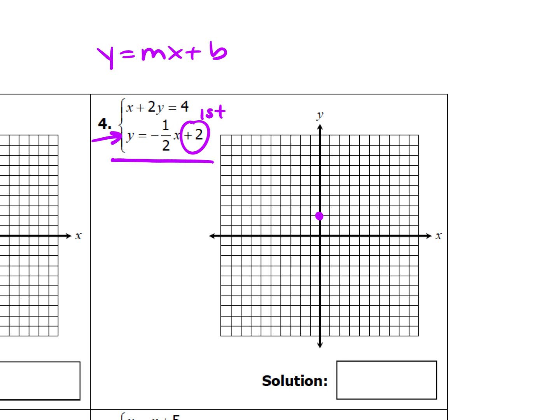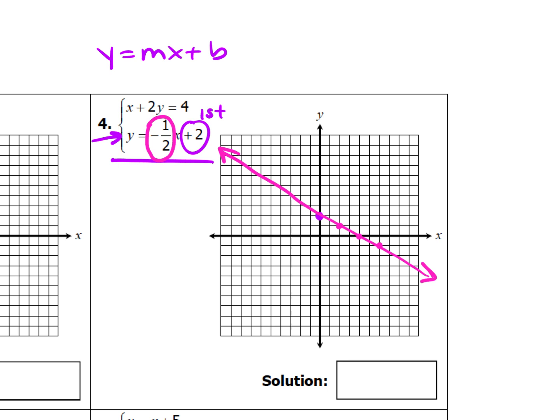And then from there, now you can do your slope, which is a -1/2. Where do you move for a -1/2? Down 1 to the right 2. So down 1, right 2, down 1, right 2, down 1, right 2. Looks something like this. Okay.